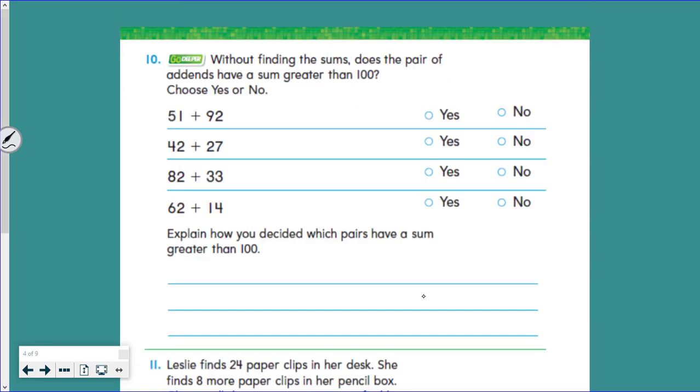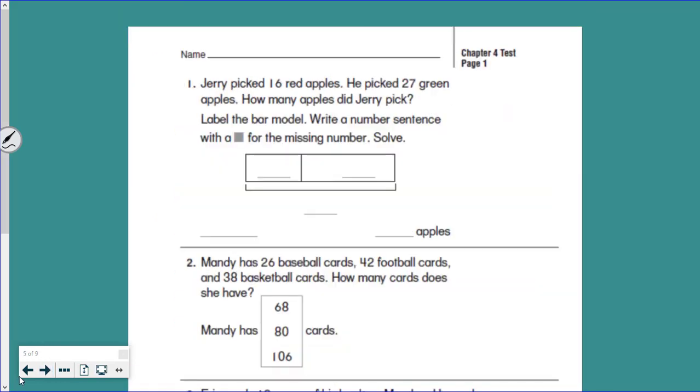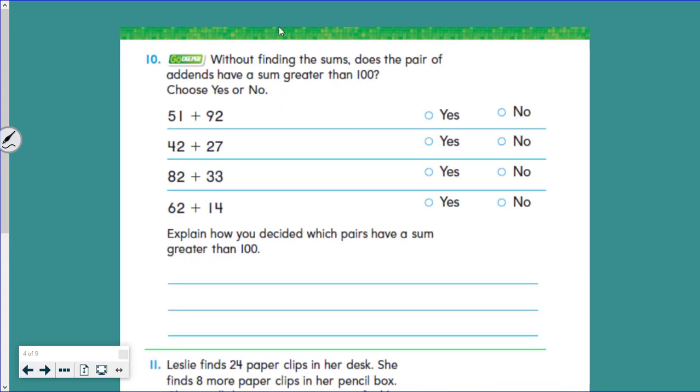All right. Last page, I think. Yep, last page. All right, so it says, without finding the sums, does the pair of add-ins have a sum greater than 100? Choose yes or no. So just looking at these addition sentences, do you think the sum is greater than 100? So you're going to choose yes or no for each of these. And then you have to explain how you decided which pairs have a sum greater than 100. So pause your video and do that.